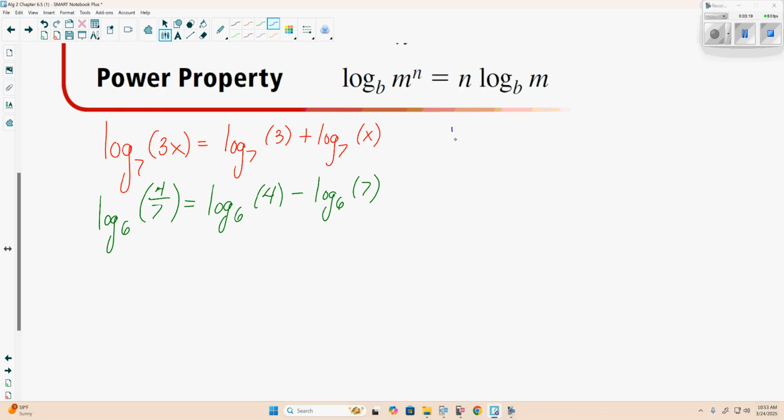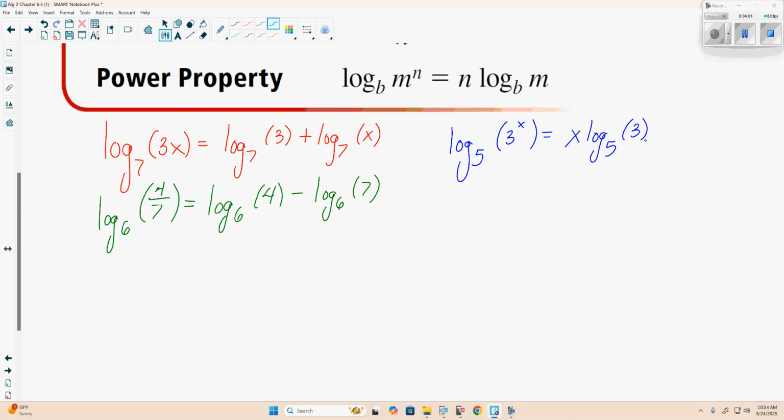And our power property just says that we can move the exponent to the front. So we can say log base 5 of 3 to the x, that exponent of x should move to the front, telling us that we have x times log base 5 of 3. The exponent moves to the front as being multiplied. We have multiplication inside, we can rewrite it as an addition of those logs. And division is going to be subtraction. Questions on these so far?